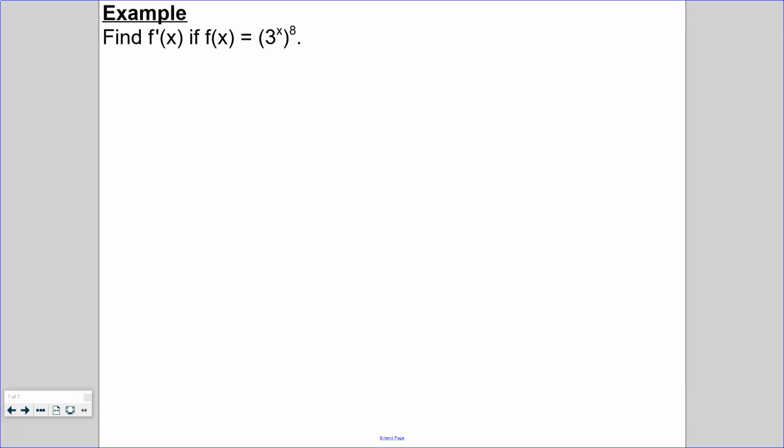So we can see we have an exponential function inside of a polynomial here. Now, this is an interesting problem because we can actually find this derivative in two different ways. And we're going to explore both of those in this example. All right, so the first way we're going to solve this problem is as is.